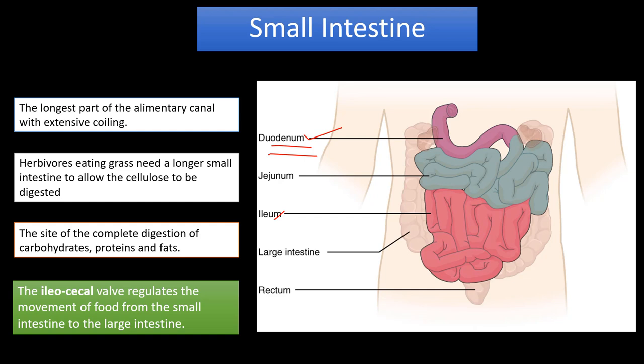Now when the digested food has to be moved from the small intestine to the large intestine, again there is a check, there is a valve. Between the end of the ileum and the beginning of the large intestine, that is the cecum, there is a valve called the ileocecal valve, and this regulates the movement of the digested food from the small intestine to the large intestine.